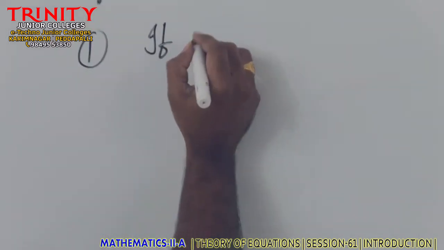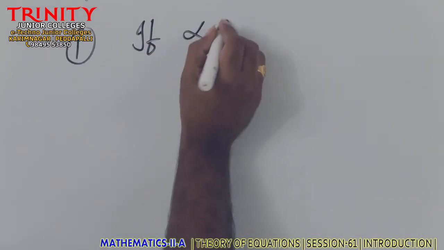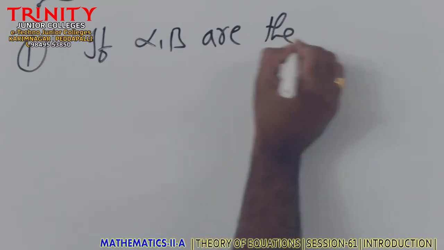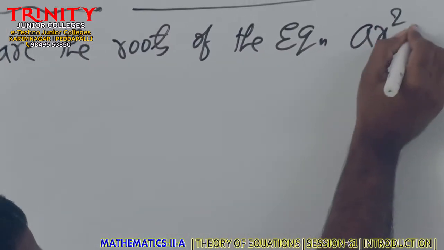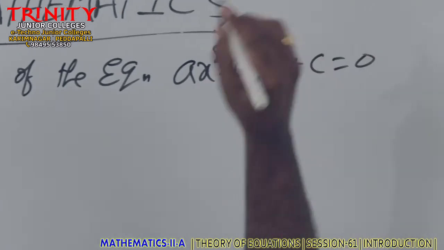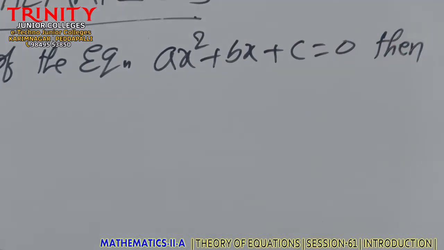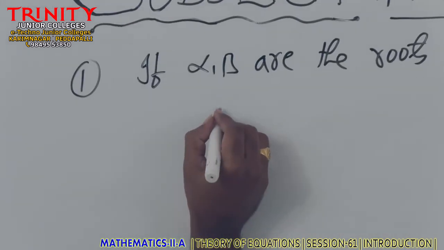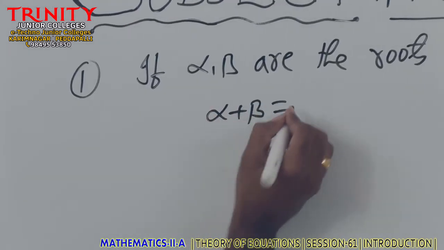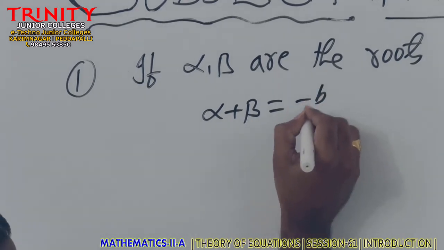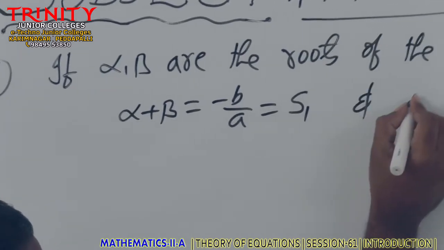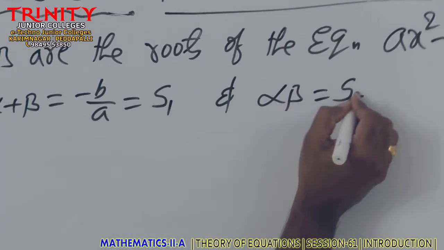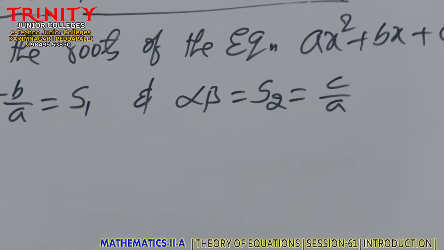First one, if alpha, beta are the roots of the equation ax square plus bx plus c equal to 0, then alpha plus beta, the sum of the roots, is minus b by a, that is nothing but S1, and alpha beta, the product of the roots, is nothing but S2, equal to c by a.